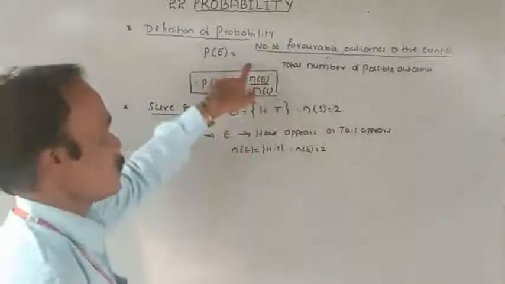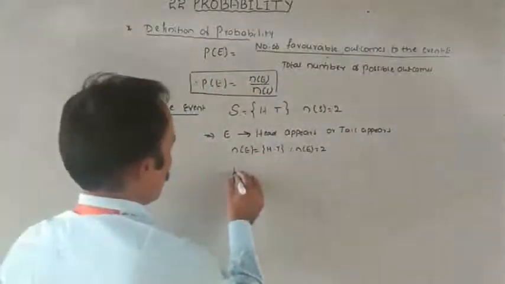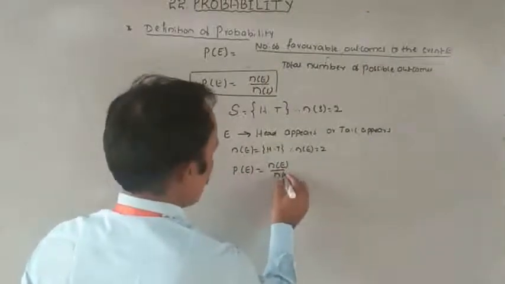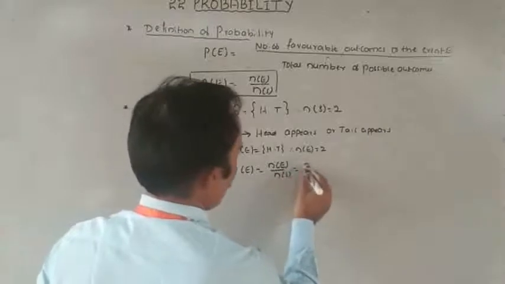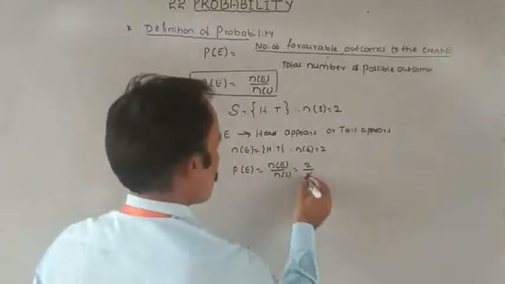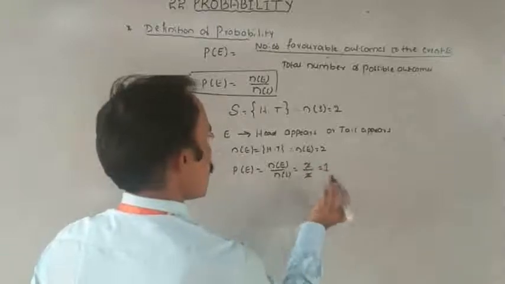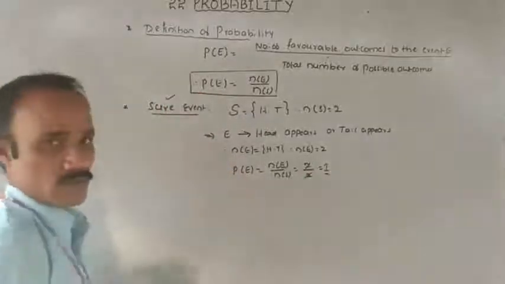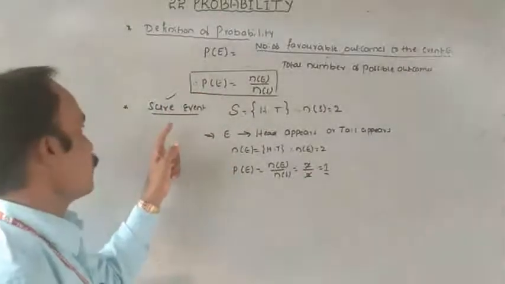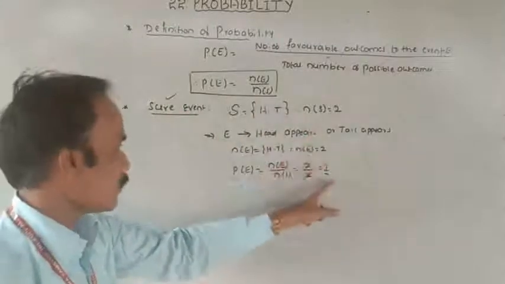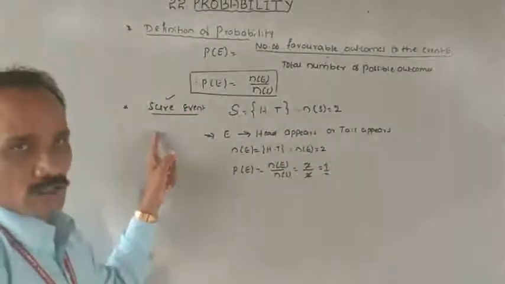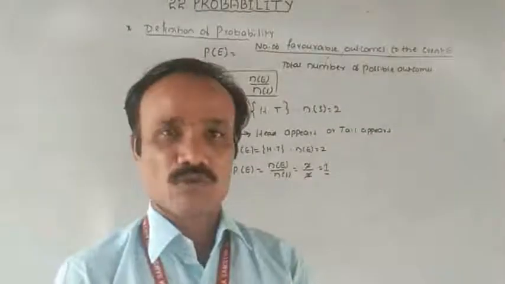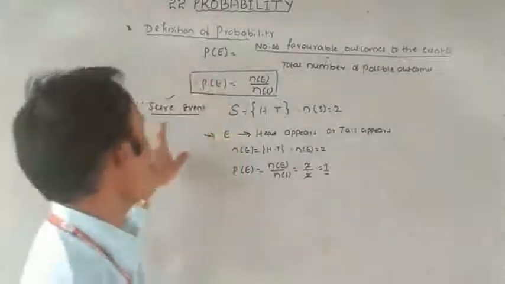By using this formula, find the value of probability of E. P of E is equal to N of E divided by N of S. The value of N of E is 2, and the value of N of S is also 2. Let's cancel these 2. What is the value of probability of event E? 1. So this is called a sure event. Remember this: if the probability of the event is always exactly 1, not less than 1 or more than 1, then it is called a sure event.